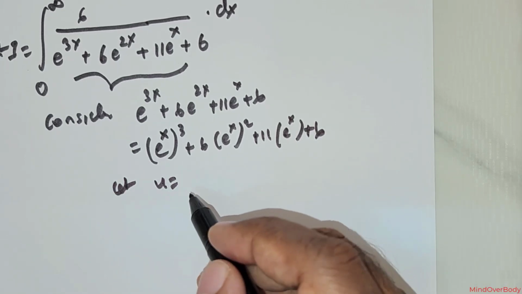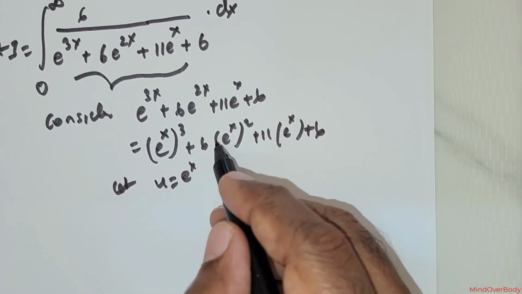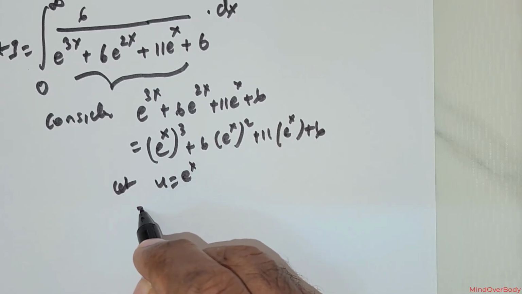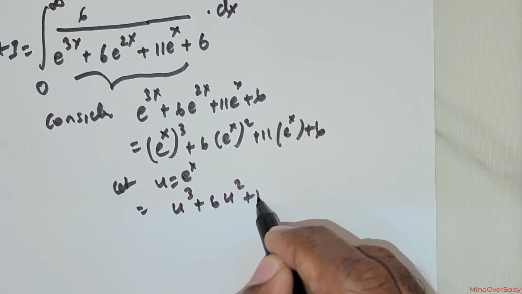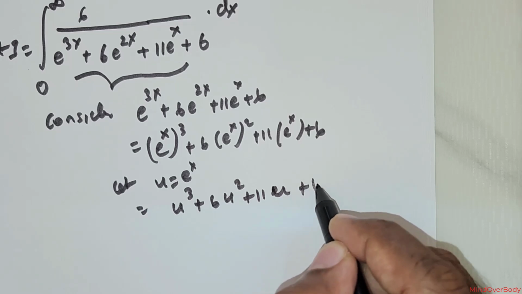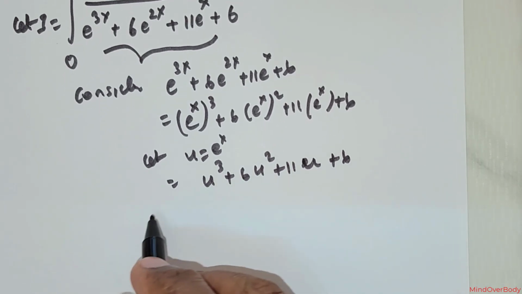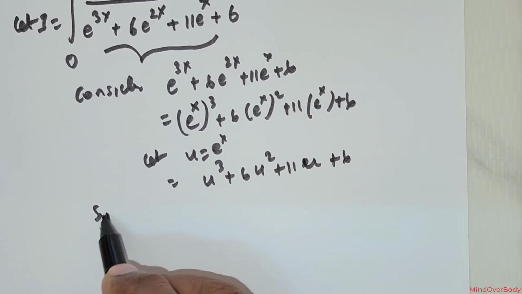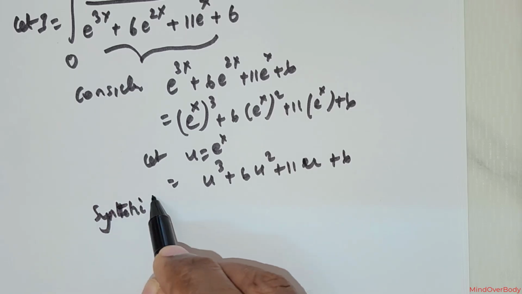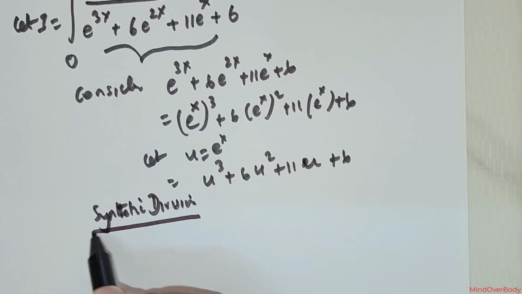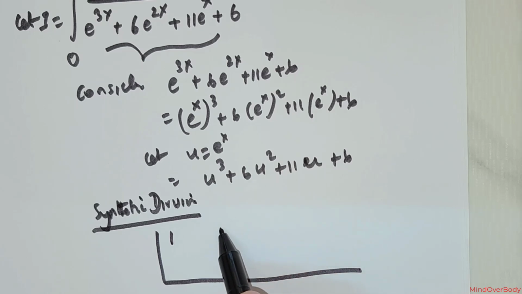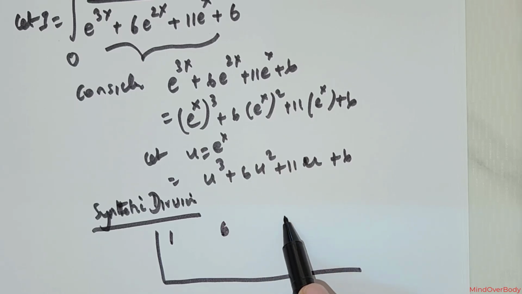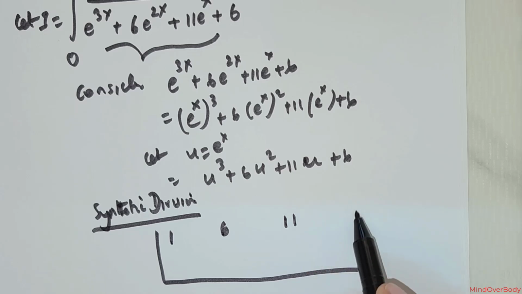Let me take u to be e raised to the power of x. If I do that, this can be rewritten as u cubed plus 6 times u squared plus 11 times u plus 6. I want to factorize this, so I will use synthetic division. So let me write the coefficient of u cubed, which is 1, the coefficient of u squared, which is 6, the coefficient of u, which is 11, and the constant term, which is 6.